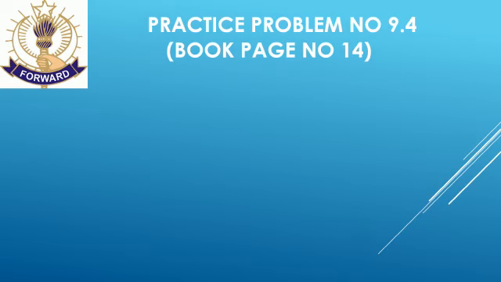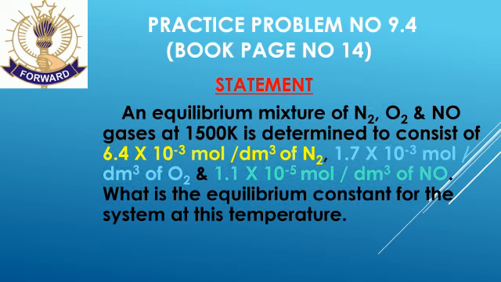Next we have practice problem number 9.4 and this practice problem is present on page 14 of your book. Let's have the statement. An equilibrium mixture of nitrogen, oxygen and nitric oxide gases at 1500 Kelvin is determined to consist of 6.4 into 10 power minus 3 mole per decimeter cube of nitrogen, 1.7 into 10 power minus 3 mole per decimeter cube of oxygen and 1.1 into 10 power minus 5 mole per decimeter cube of nitric oxide. What is the equilibrium constant for the system at this temperature? Again, we have given different concentration and we have to find the value of Kc.